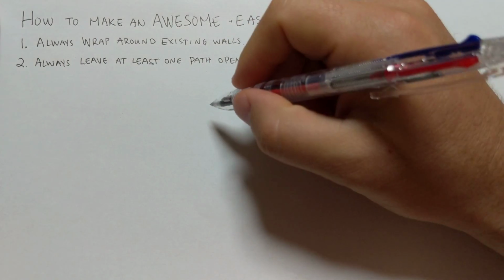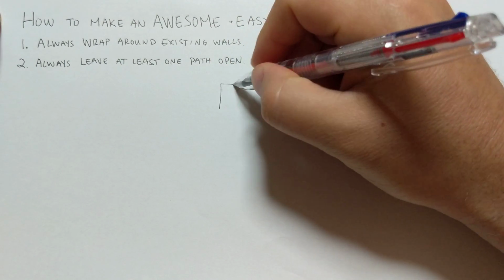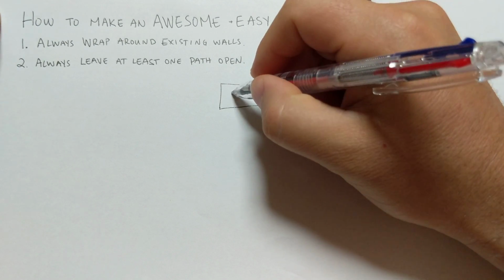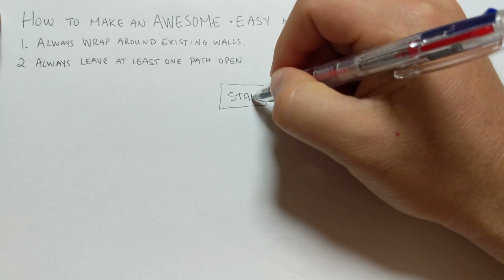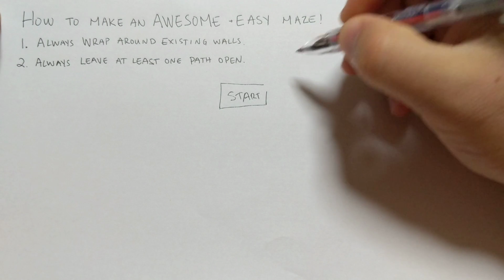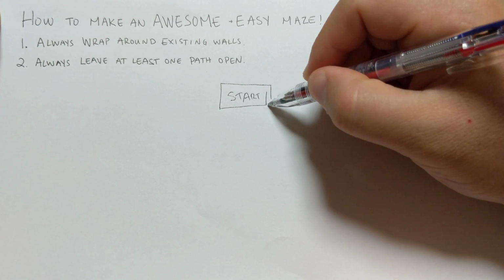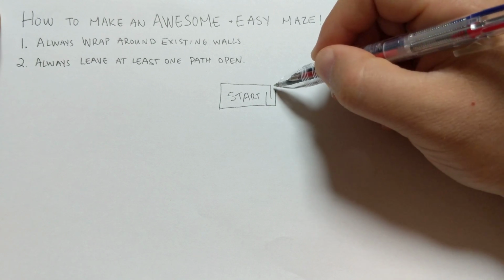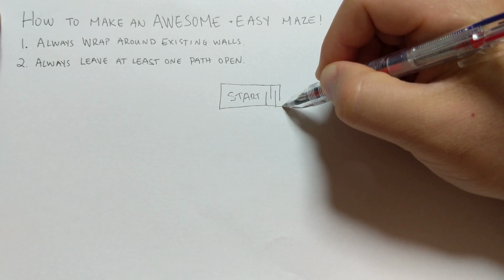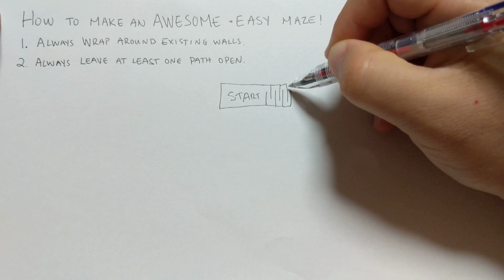So basically it looks like this. You can start a square and leave any side open. It really doesn't matter. Label it start if you like. And then after that you just wrap around the existing wall. See, there's wall there. So here I would just wrap around this way, wrap around that wall. You can just continue doing that, and really quickly the maze will grow.